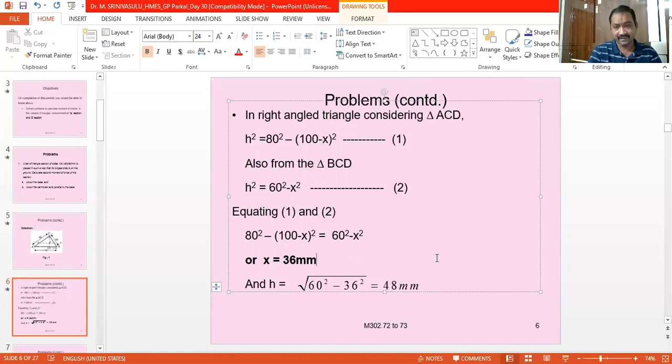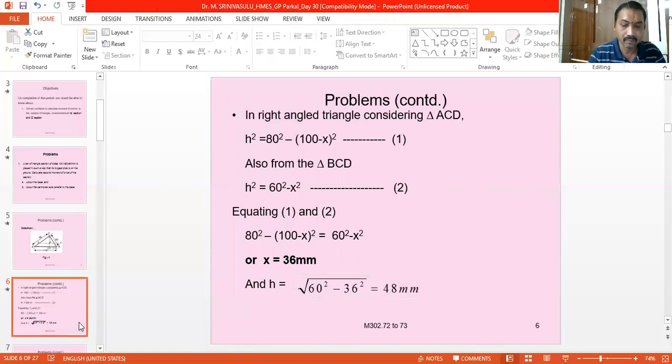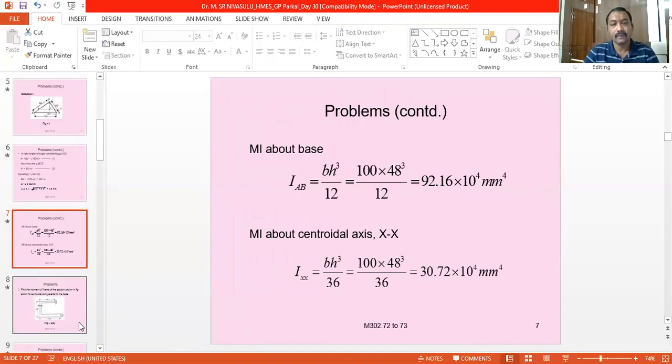Then the h value. By equation 2, because it is a simple equation, h square is equal to 60 square minus x square, and the x value is already there. Then h is equal to under root of 60 square minus 36 whole square. So it is equal to 48 millimeters. So this is the h value. Now we got the h value and also the x value.